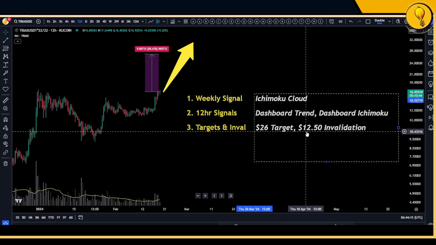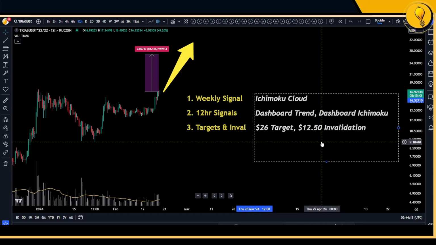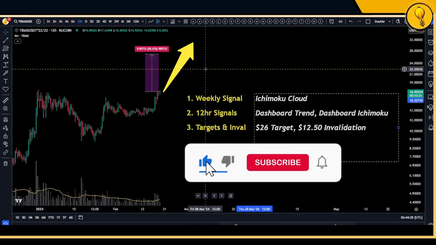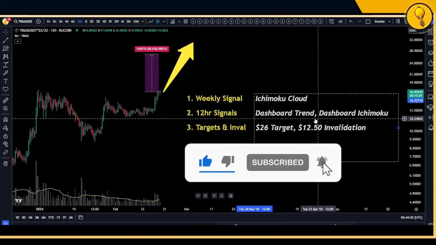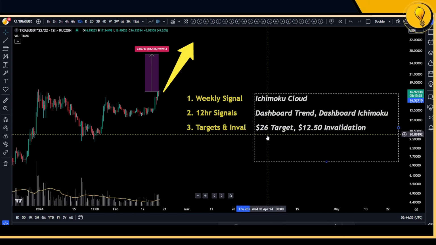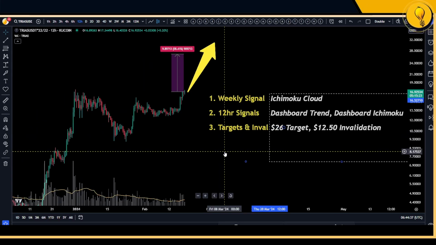Now remember, guys, this invalidation level is going to be dynamic. Things may change as price progresses more towards the upside, and I will keep you guys updated on your invalidation levels. So make sure to hit the subscribe button and notification icon so you don't miss out on those updated invalidation levels. For now, our targets are going to remain consistent, but if we clear $26, I will have new targets that I will assess.